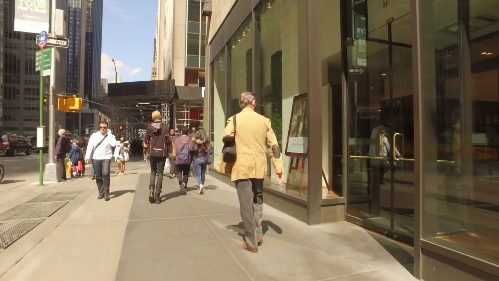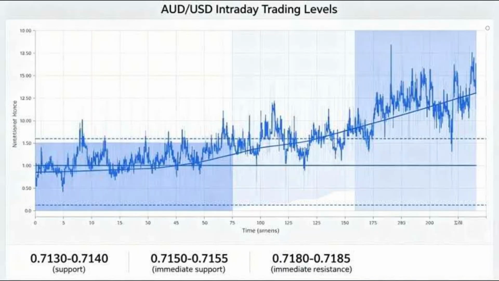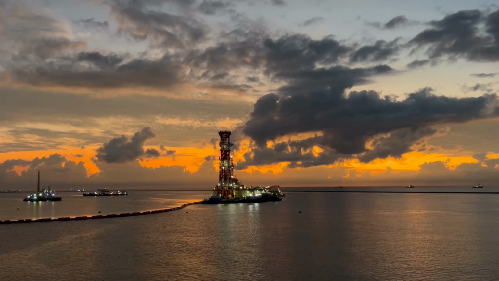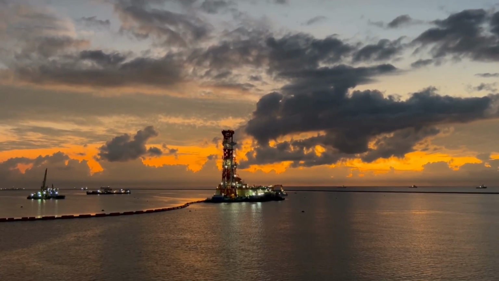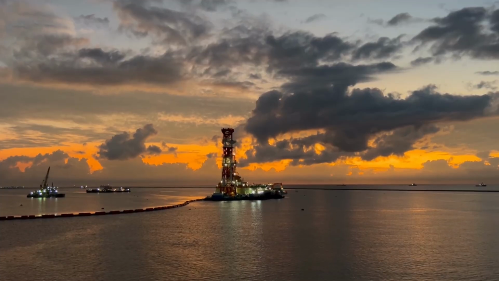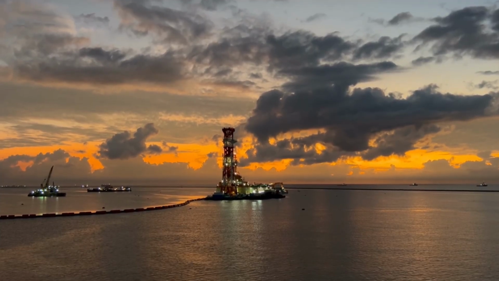Now, let's move on to the third major factor driving the Aussie today: monetary policy and interest rate differentials. The relative stance of the Reserve Bank of Australia, RBA, and the Federal Reserve is a key long-term driver of Australian dollar to US dollar, and today it's playing a particularly important role in supporting the Aussie. Let's start with the RBA.